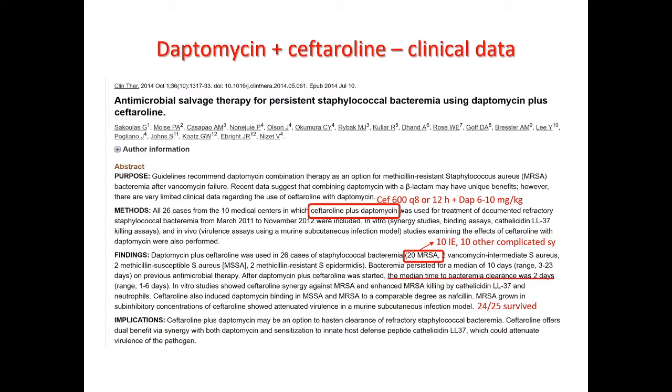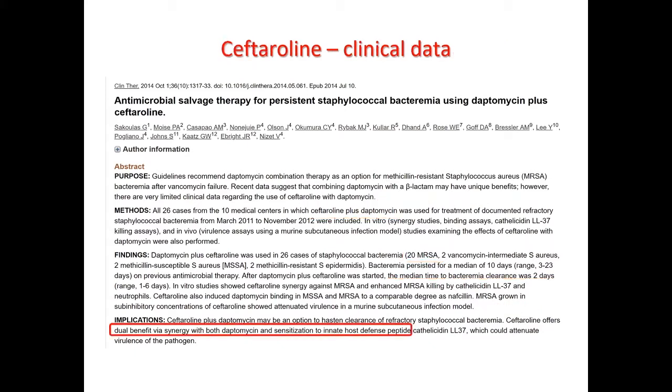Now, this is an example of clinical data for the combination of daptomycin and ceftaroline. In this case, they collected cases from different hospitals in the US. There were 26 cases, but 20 of those had MRSA, 10 had endocarditis, and the other 10 had other complicated Staph aureus syndromes. In the end, they found that the outcome was actually very good. 24 out of 25 patients survived, and those were all patients with persistent Staph aureus bacteremia after having been treated with first-line regimen for MRSA or for MSSA in some of those cases.